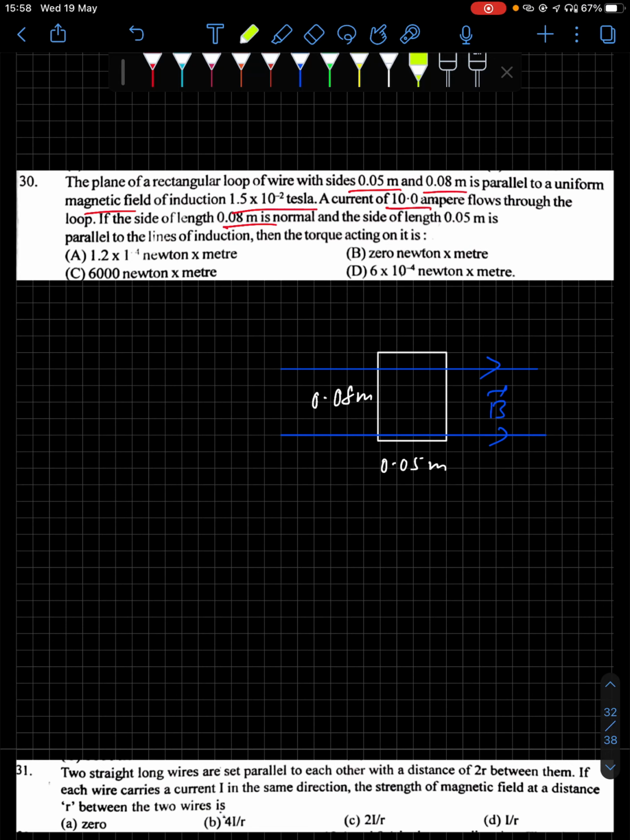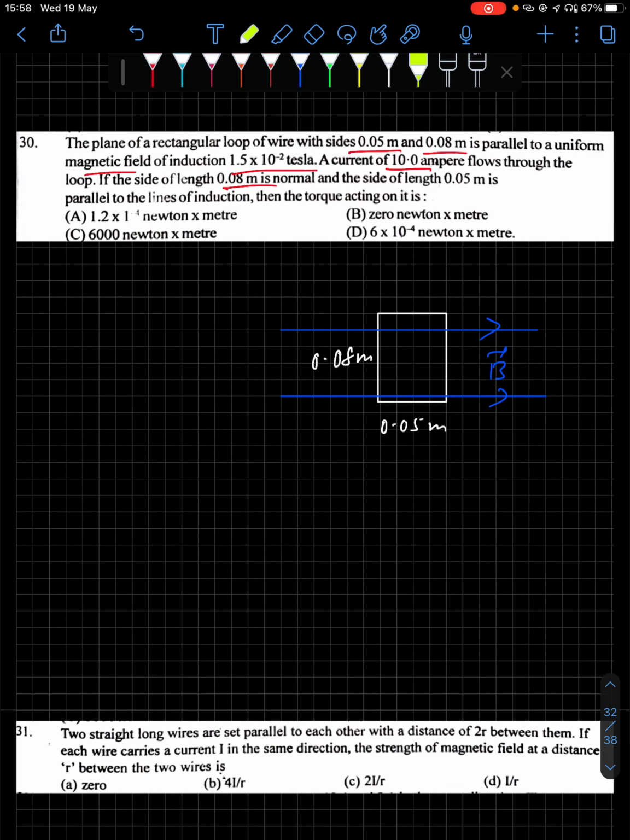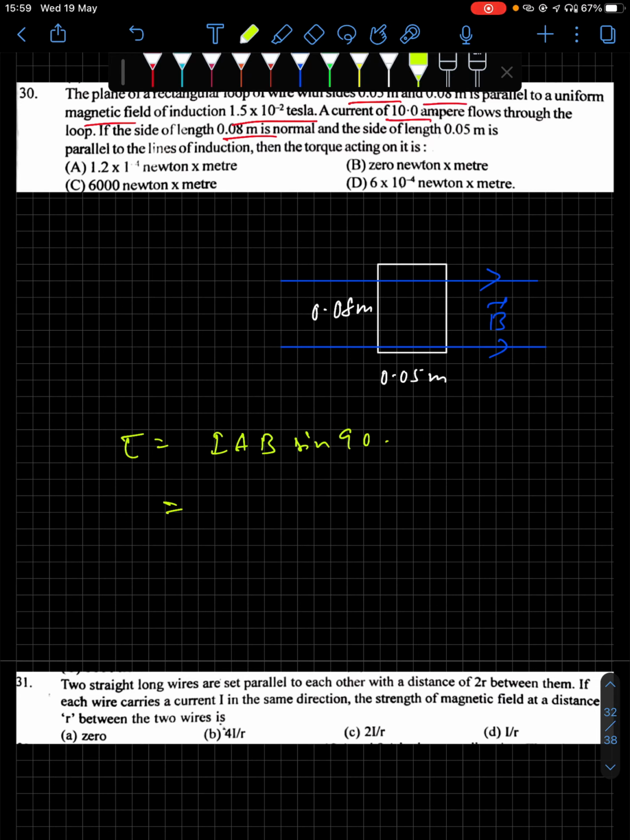So the relation that we'll apply here is tau equal to NIAB sin theta. Number of turns is not mentioned, so it is 1, and IAB, and what is the angle between the area vector of this plane and the field? It is 90 degrees. You see, the area vector is coming perpendicularly outside the page, and the field is in the plane of the page going from left to right, they are perpendicular to each other. So IAB sin 90 you can write. The angle between the area vector and B vector is 90 degrees.